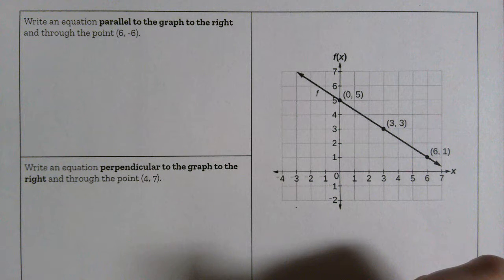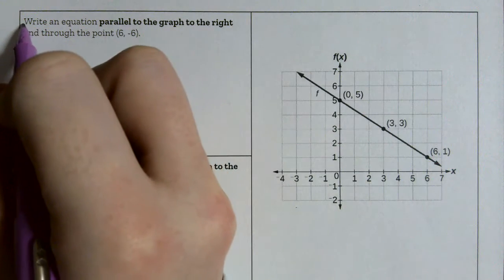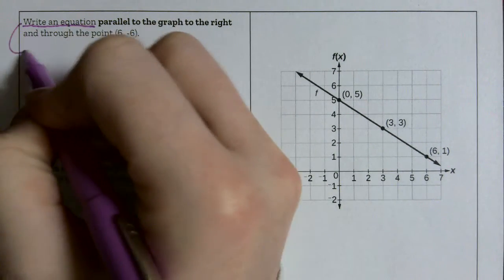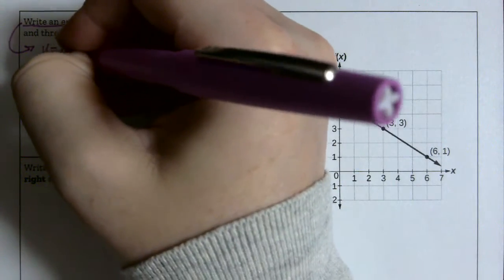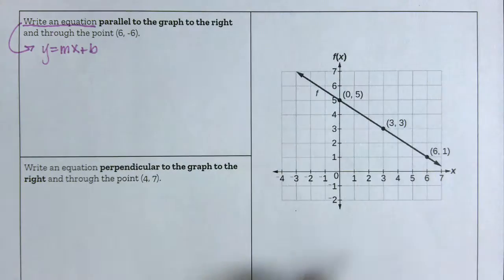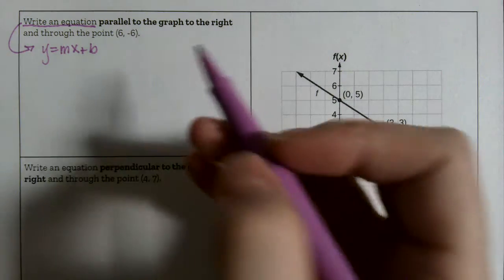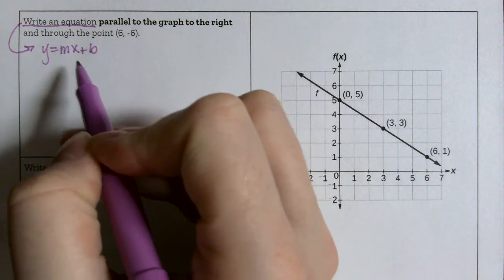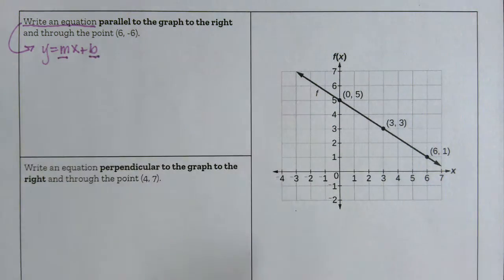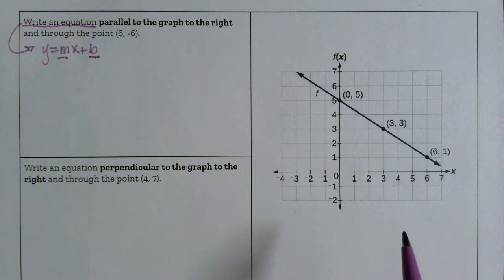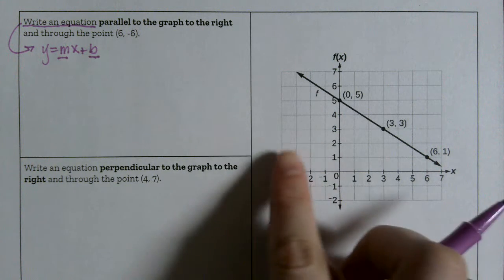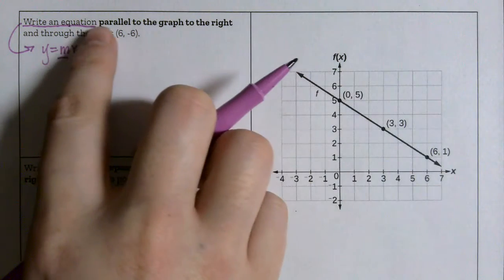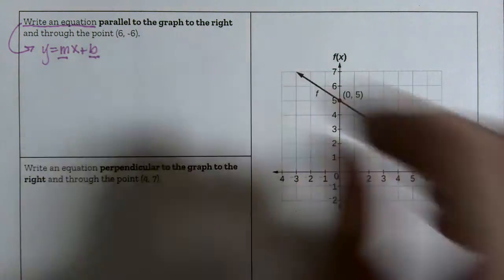But when we are writing parallel and perpendicular lines, it says to write an equation, so I know that my answer is supposed to be y equals mx plus b. And if I need to write y equals mx plus b, then I need to find m and I need to find b. Now, depending on what information you're given, finding m and finding b can be different. In this case, we're given this graph, and we're also given this information that we know that our line is parallel to this graph, and it goes through this point.